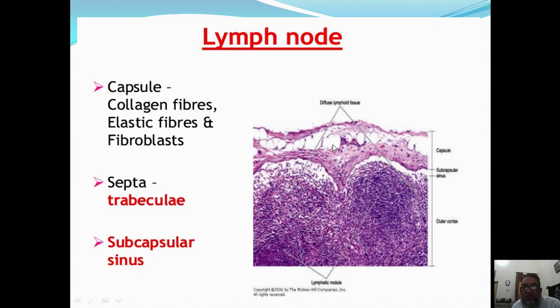This capsule has the subcapsular sinus as well. This is the subcapsular sinus, and this capsule sends trabeculae, meaning septa, within the lymphocytic aggregation in the substance of the lymph node to divide it into multiple units. The sinuses are present along the trabeculae, the trabecular sinuses, and the subcapsular sinus, which are canals of the lymphatic vessel carrying lymph coming from the afferent lymphatics.